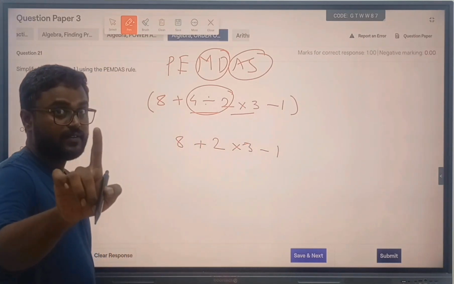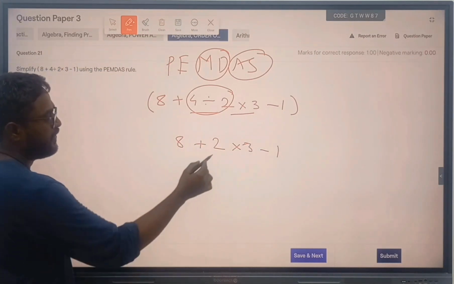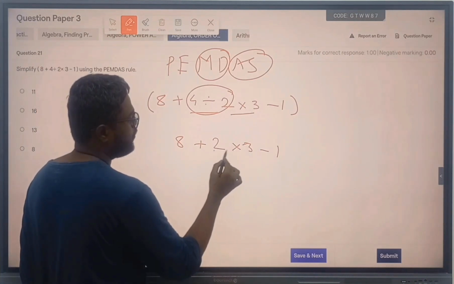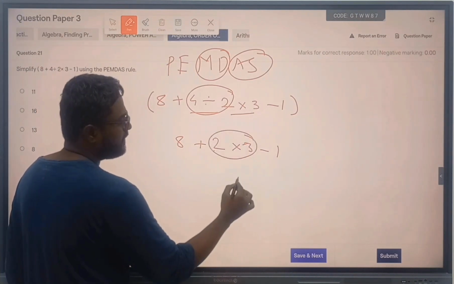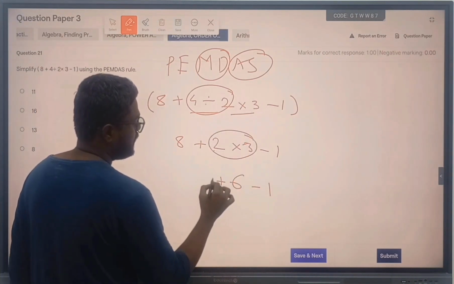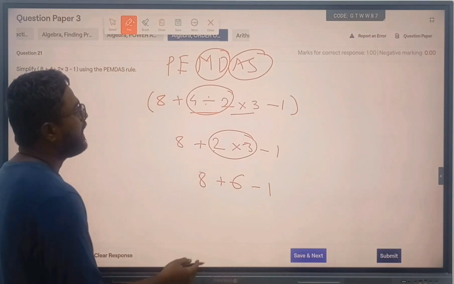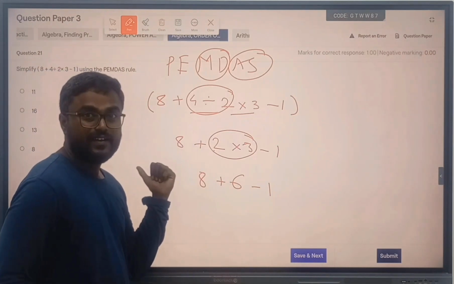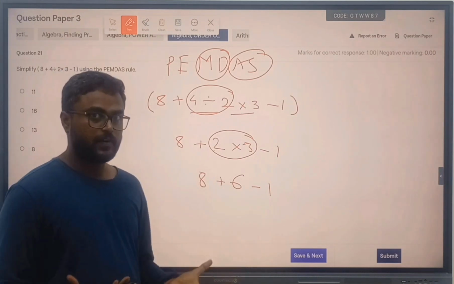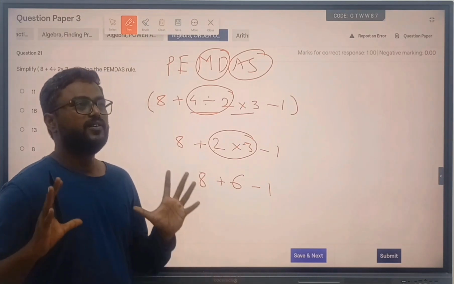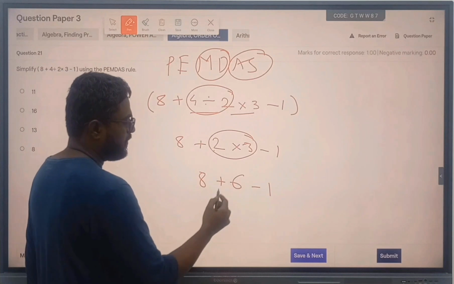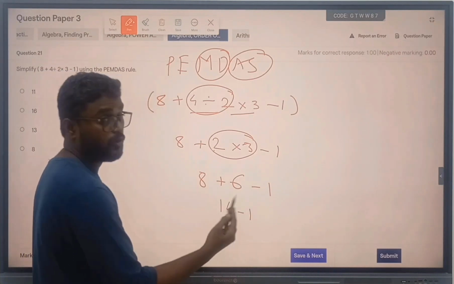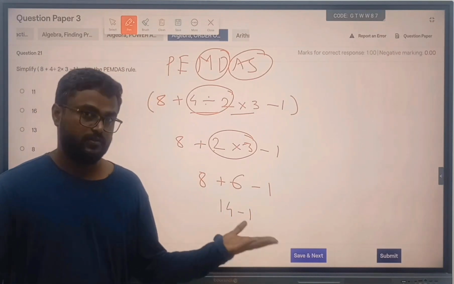One operation at a time, guys, so that there is no confusion. Now, 2 times 3, I'm going to do this multiplication. 2 times 3 is 6. Remaining things as is. Now, I'm going to do addition because it comes first on the left-hand side. If there was subtraction, I would have chosen subtraction. It's easier to do it this way. 8 plus 6 is 14, minus 1. So 14 minus 1 is 13.